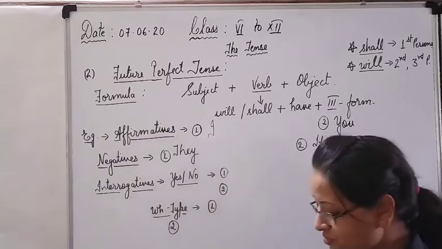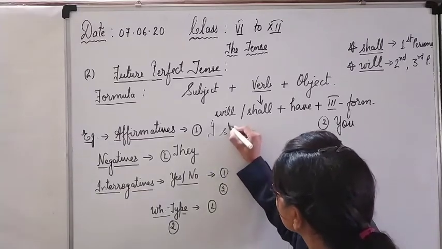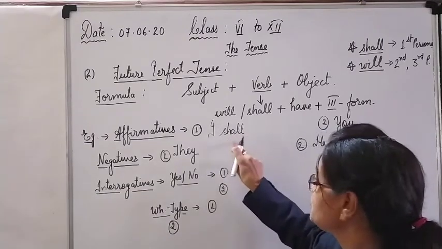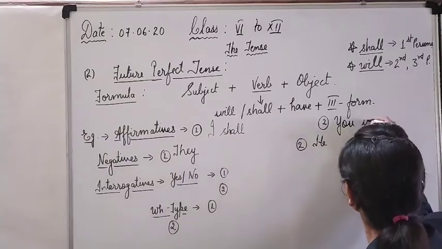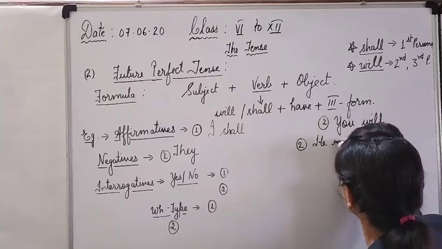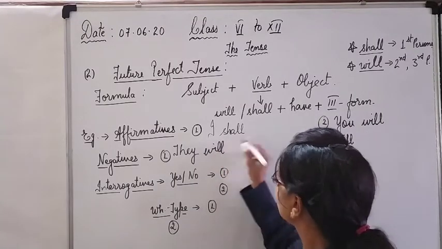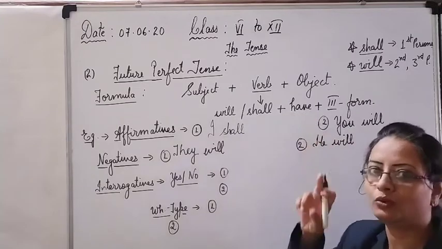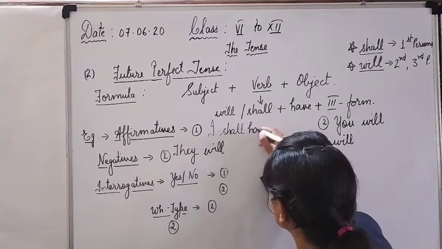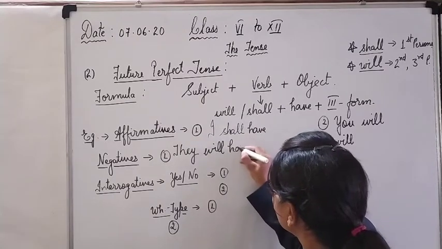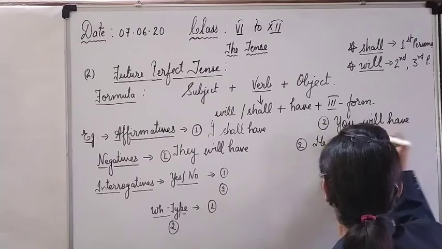Come to the assertives. I will take shall, I and we. Other than that, in all places you will add will only. You will take will, he will take will, they will take will. Then have. Only one helping verb is there, no choice is there, so no need to worry. Have, you have to put have without thinking with all the subjects.